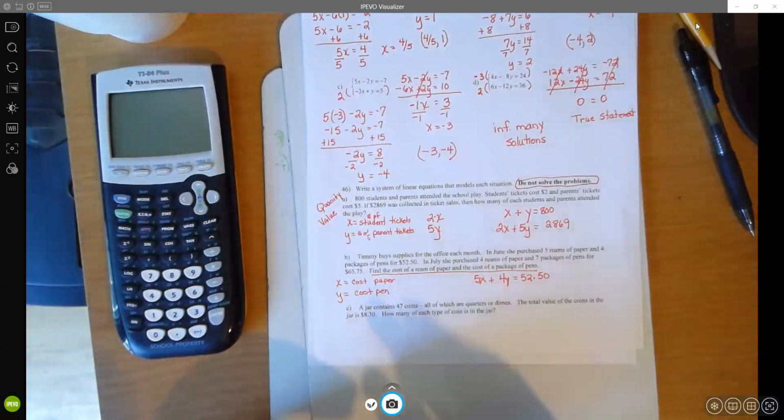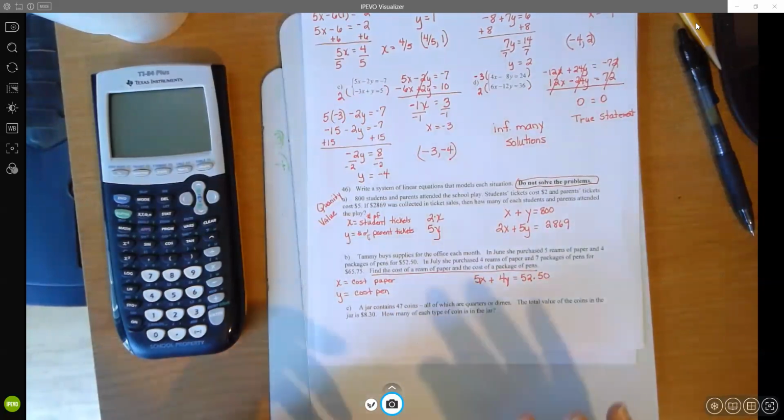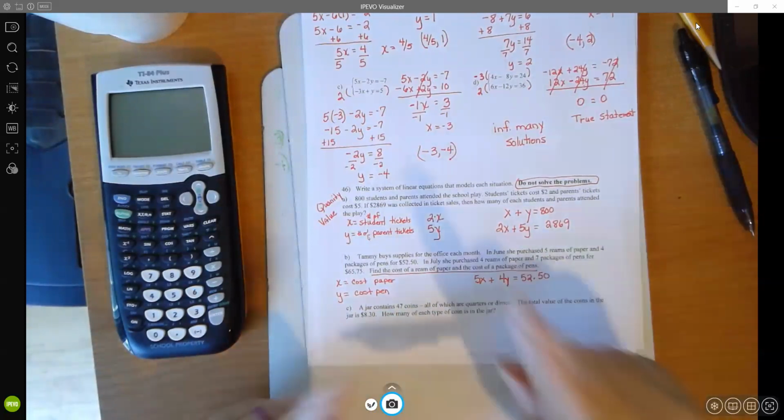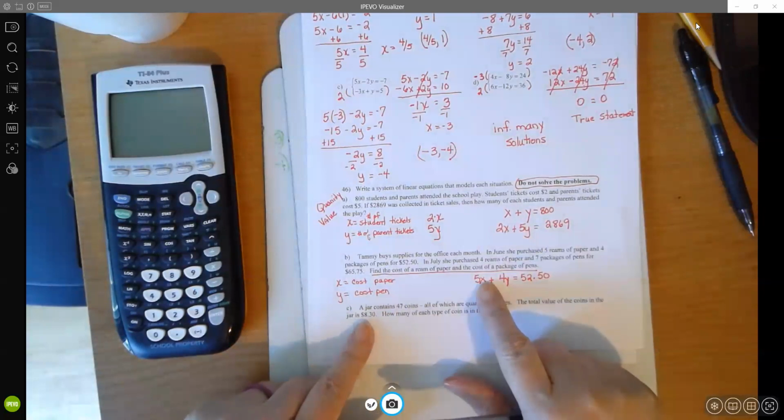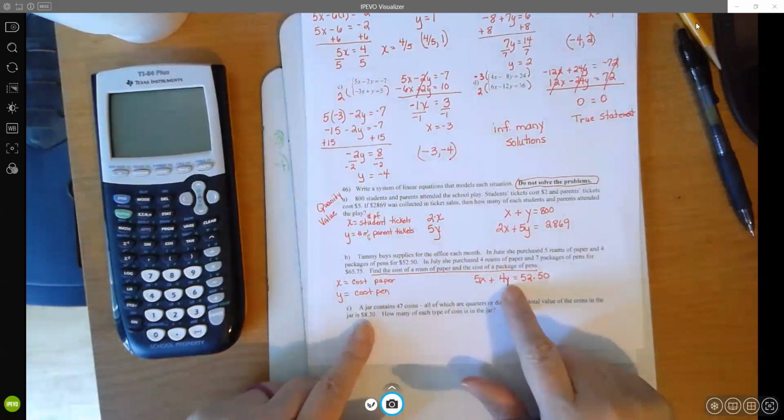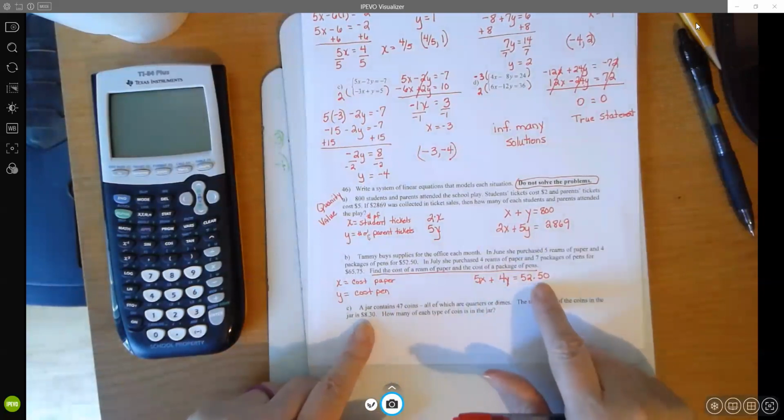Okay, and I read one sentence and transferred it into an equation. Break it down into smaller bites. Don't try to do it all at once. And now I'm going to read it again to make sure I understood. 5 of the paper plus 4 of the pens for $52.50. Yeah, that's what that says.